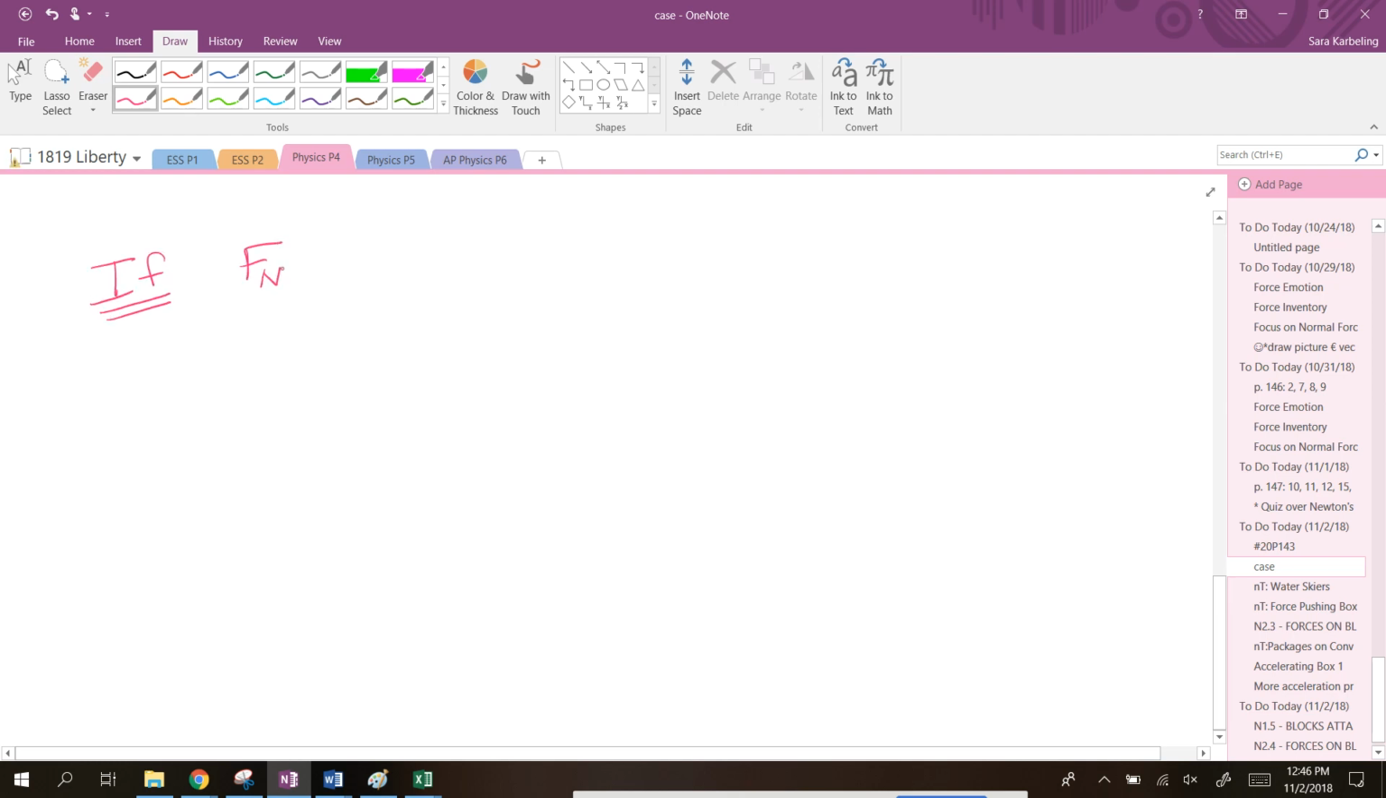If F net equals 0, then tell me about the acceleration. If the net force equals 0, the acceleration is 0, right? I'm going to put parentheses. If F net is 0, then acceleration is 0. That makes sense, right?